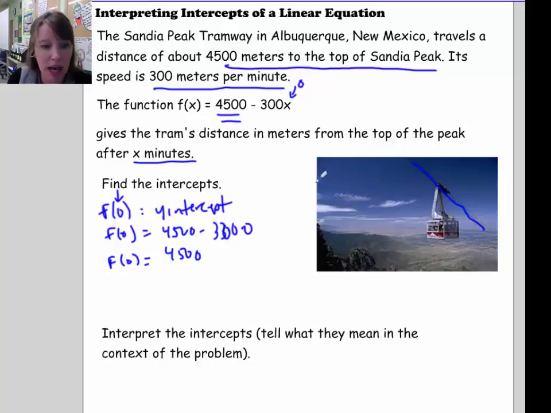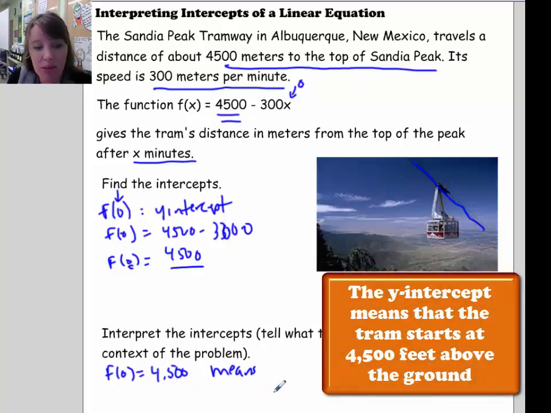So it looks like actually this tram is going down, right? Because it's making a descent, because it starts at 4,500. So at time 0, it starts at 4,500, and that's actually what we're doing for the second part here. So f of 0 equals 4,500 means, and I'm not going to write it all out here, that at time 0, the tram was 4,500 meters above the ground.